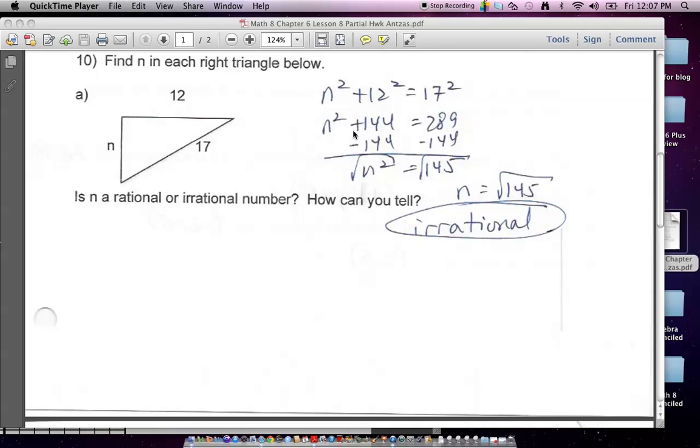And here's the mathematics of it, or the arithmetic of it. 12 squared is 144, 17 squared is 289. I subtract 144, and I get n squared is 145, and that's an irrational number. There is no whole number that is the square root of 145.